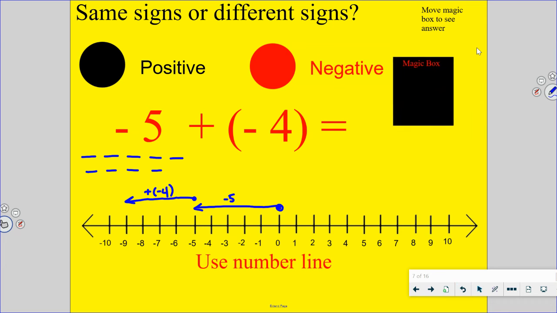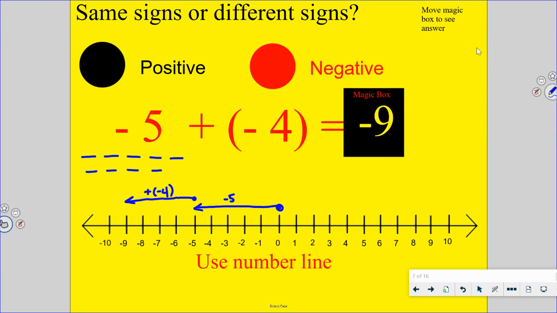Final answer here is going to be -9. You can see it on the number line. You can see it with my minus symbols. If you use the black and red dots, actually there would be no black dots. I'll show you another couple.